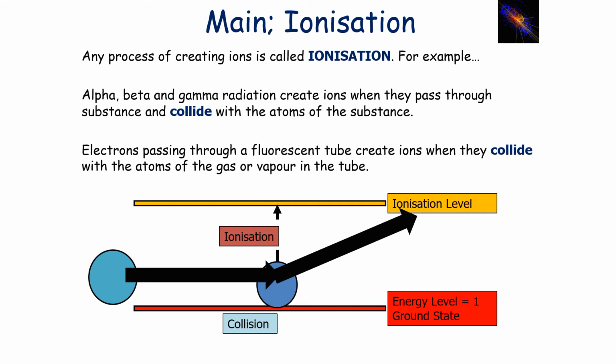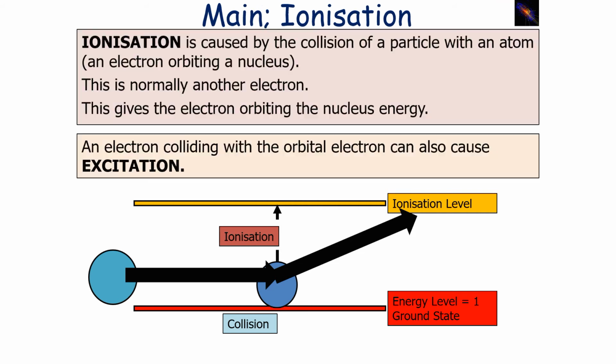So alpha, beta, and gamma radiation create ions when they pass through a substance and collide with the atoms of that substance. Electrons passing through a fluorescent tube create ions when they collide with the atoms of the gas or the vapor in the tube. So ionization is caused by the collision of a particle with an atom or by a photon being absorbed.